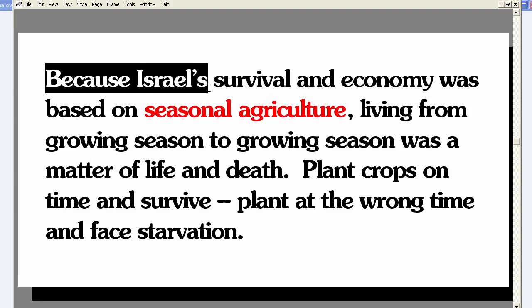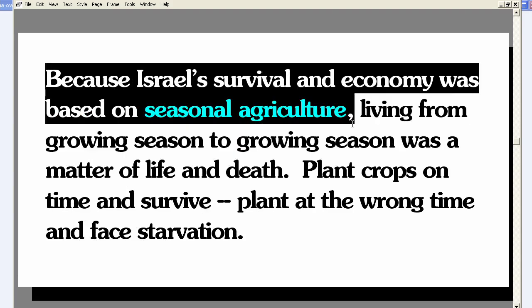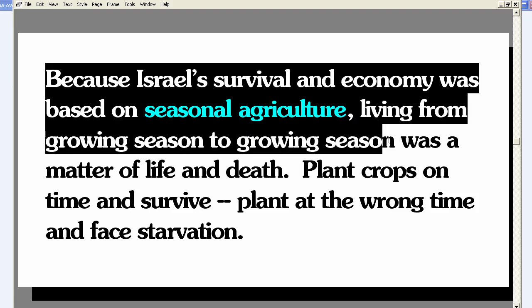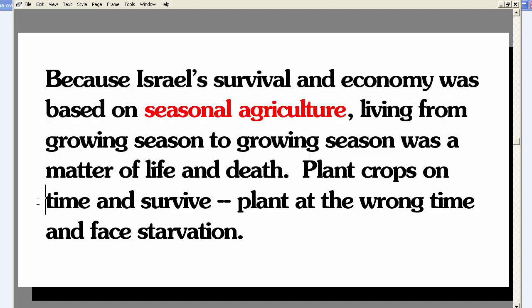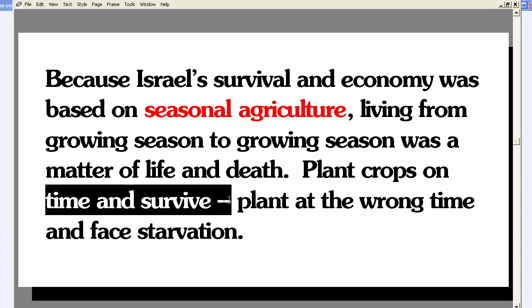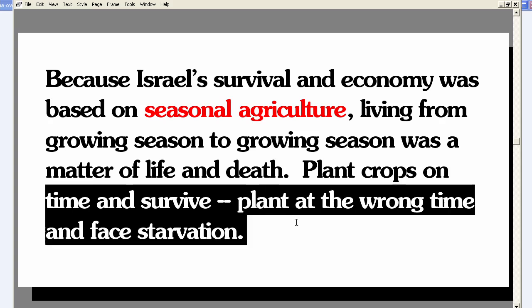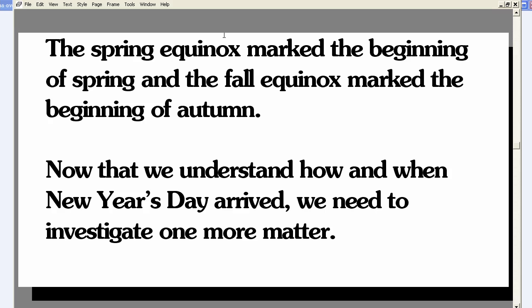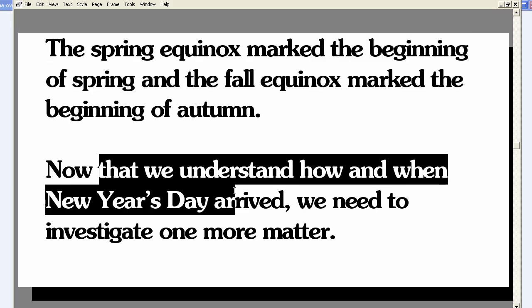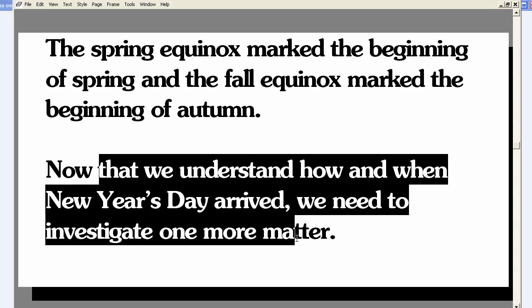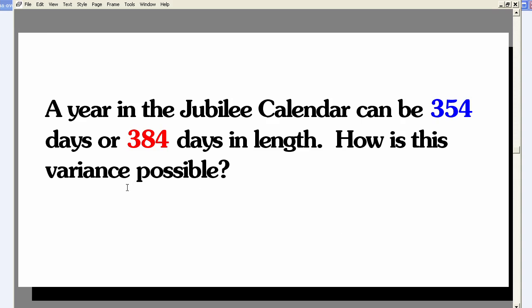Because Israel's survival and economy was based on seasonal agriculture, living from growing season to growing season was a matter of life and death. Plant crops on time and survive. Plant at the wrong time and face starvation. The spring equinox marked the beginning of spring, and the fall equinox marked the beginning of autumn.